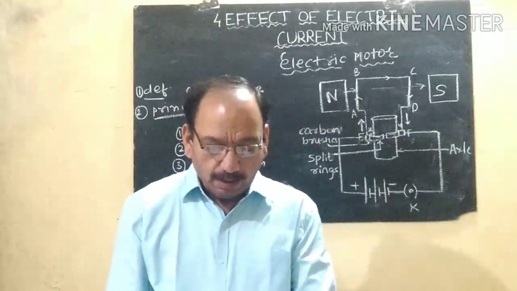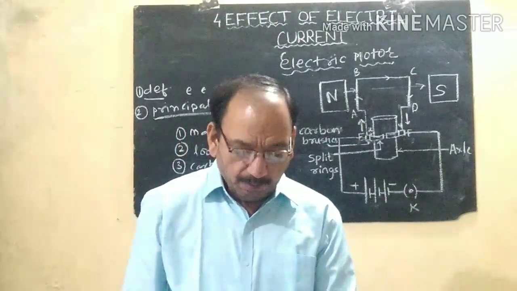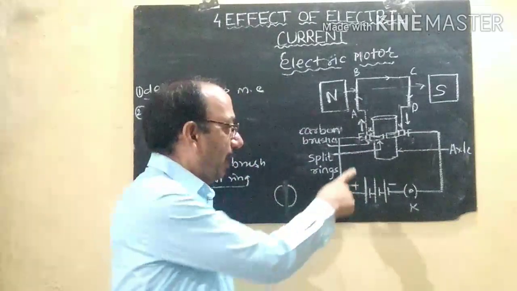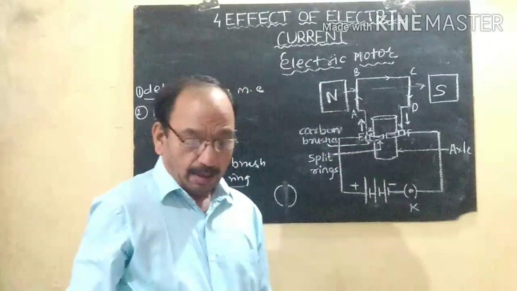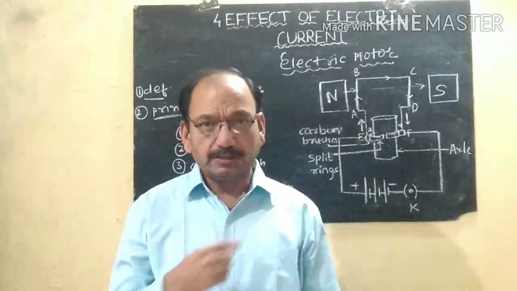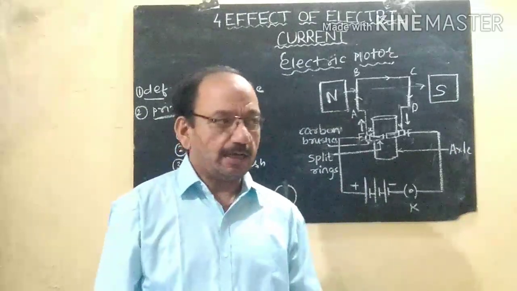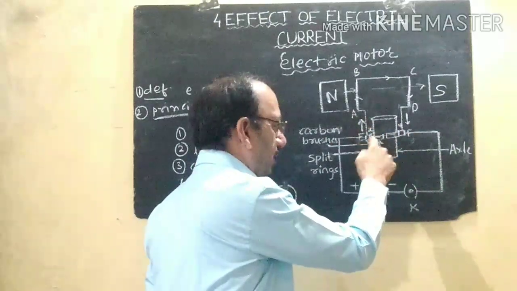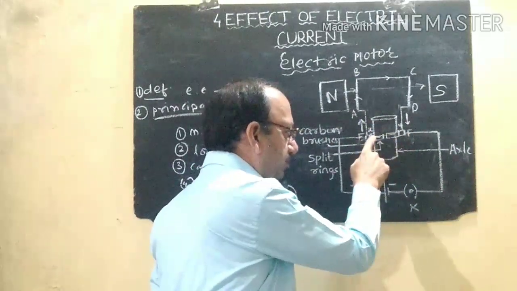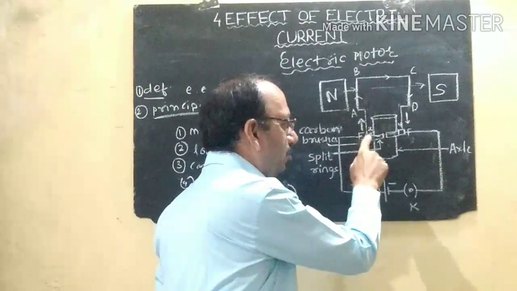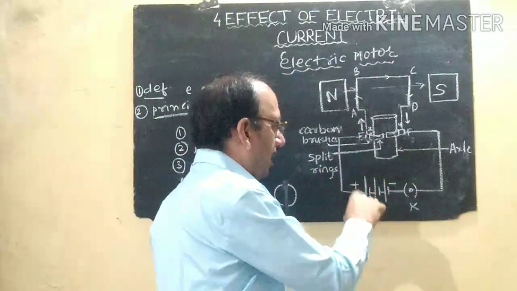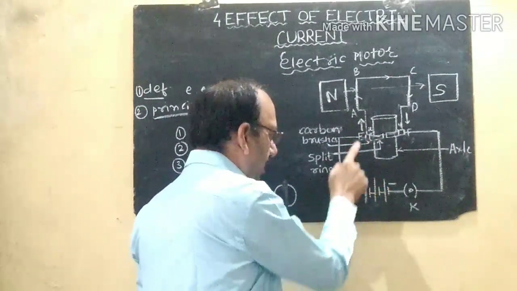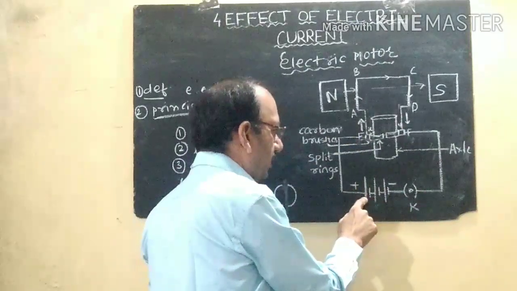Then the outer conducting surface of this split ring touches the carbon brush, and these two carbon brushes are stationary. This split ring can move with this axle, but these carbon brushes which touch this split ring don't move, they are stationary, and the end of this carbon connecting wire is connected to this electrical cell.